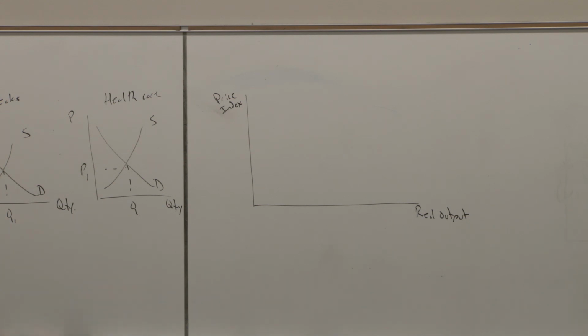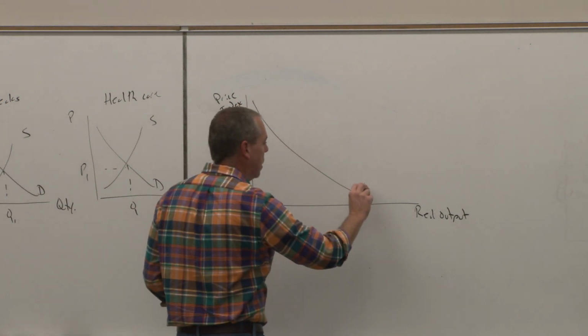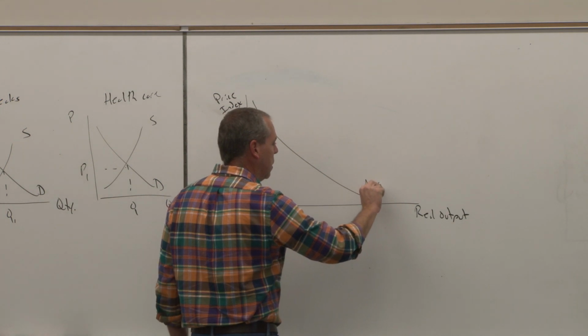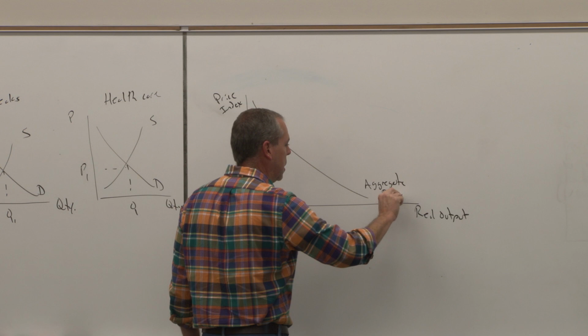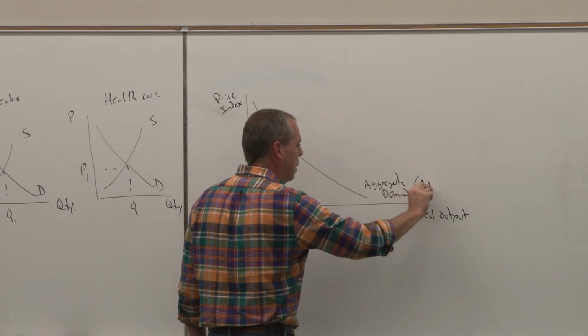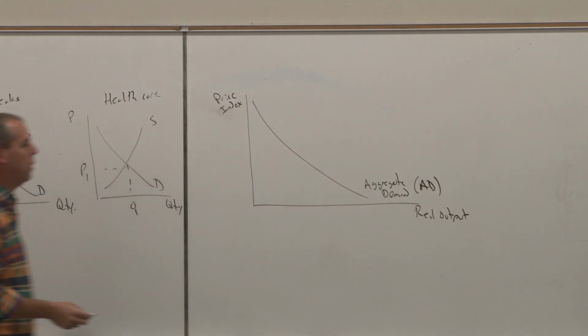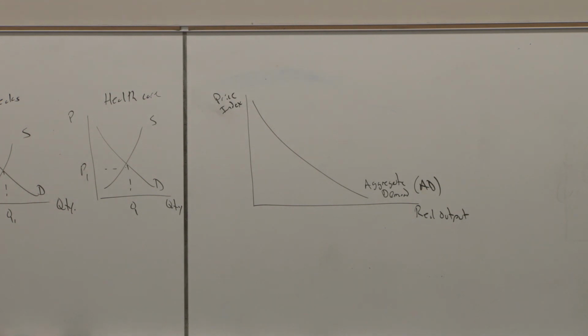What do you think that guy's going to look like? Exactly. He's going to look just like the other ones. Now we know why these guys slope down. These guys slope down because of these income and substitution effects.